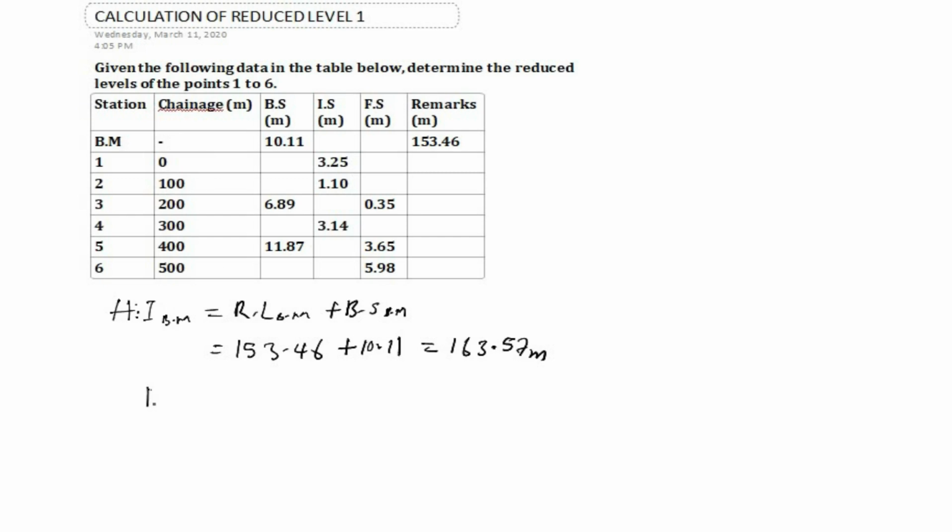Therefore our reduced level at point 1, let's say H1, is the height of instrument at the benchmark minus our intermediate side at point 1, the value given here, 3.25. So we have 163.57 minus 3.25. This implies that H1, the reduced level at point 1, is 163.57 minus 3.25, which is equal to 160.32 meters.